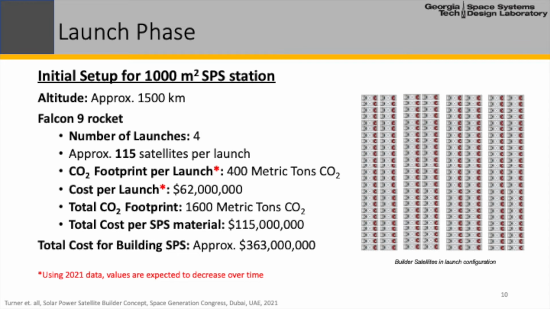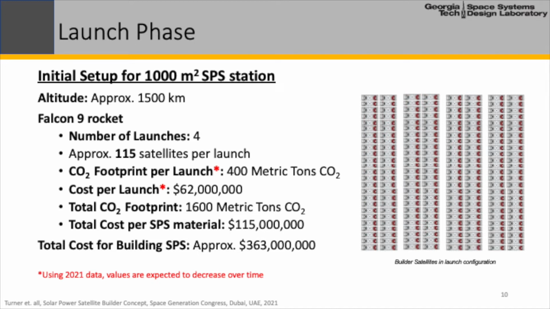For the case study, we mainly focused on the CO2 footprint and costs associated during the launch phase of building our one solar power satellite, since this phase is the largest contributor to our total CO2 footprint and costs. Our assumed solar power satellite will be built at an altitude of 1,500 kilometers, and we'll be delivering builders using a Falcon 9 rocket. With the current specification of mass and size of each builder, it'll take about 4 Falcon 9 launches, with each rocket carrying approximately 115 builder satellites.